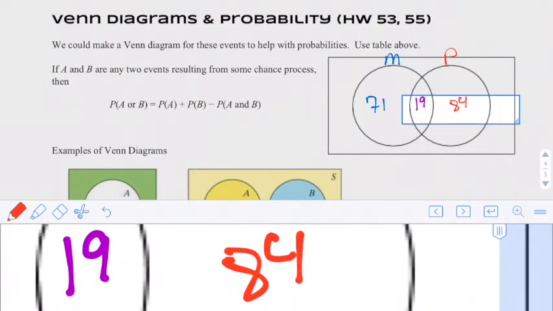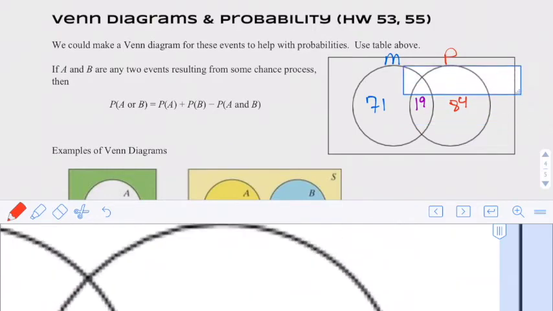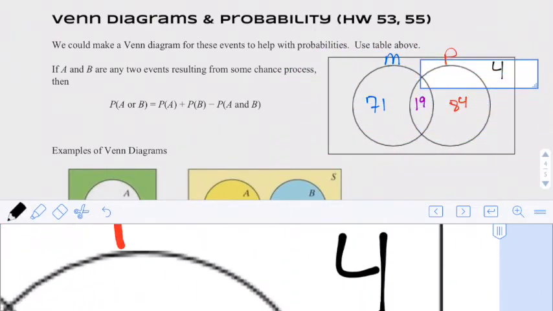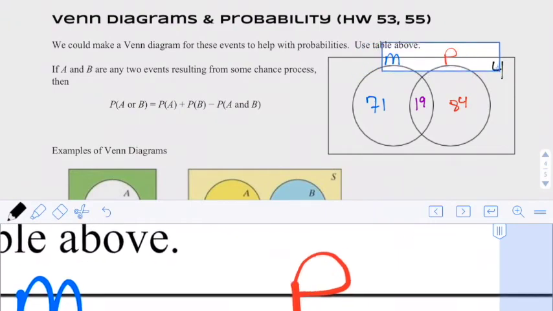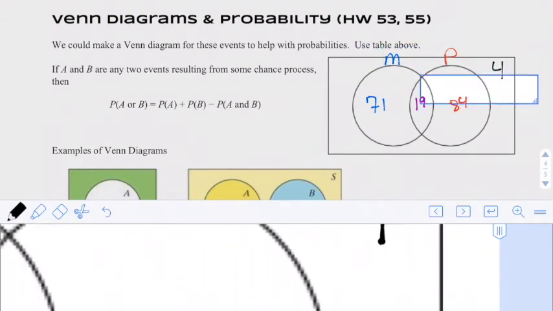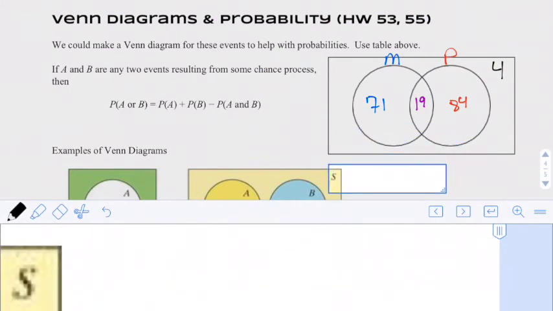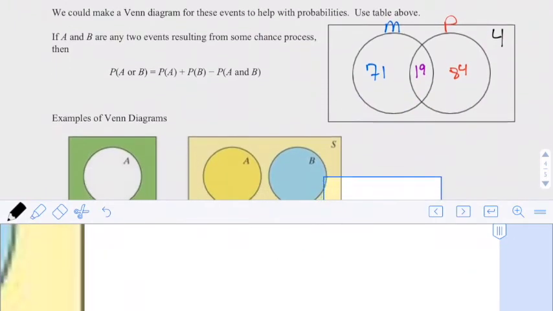So 84 belongs in this one. And then outside of all of this are those 4 people that are not male and do not have pierced ears. So that's the not. That's the both, that's the not. So I think that this Venn diagram makes it kind of easy to see.